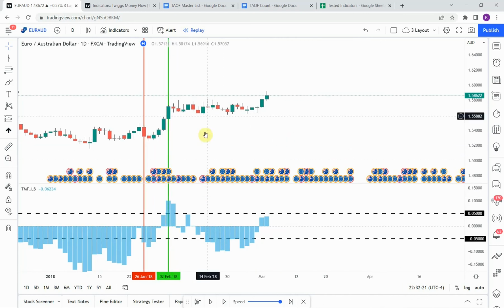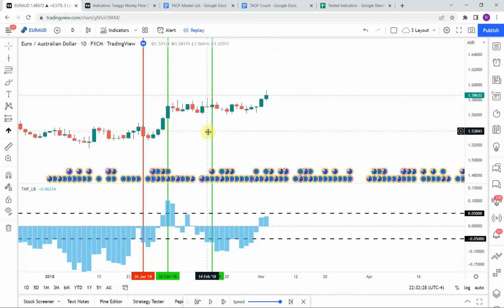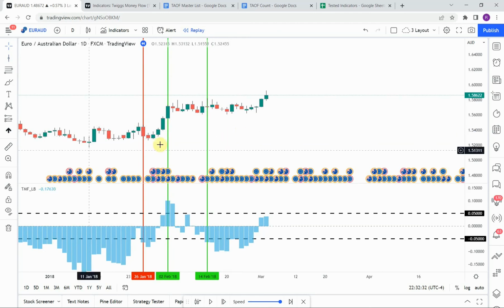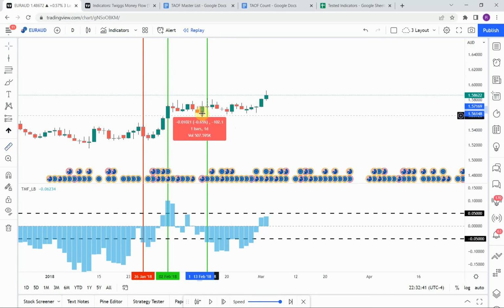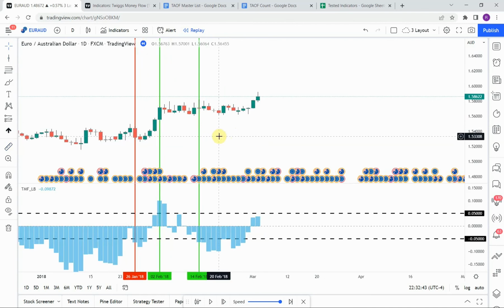And funny enough, at the close of this candle right here, it actually threw us back into a short right there. Looks like this one is going to get us stopped out, maybe. Nope, comes down and hits our take profit right there. All right, let's go ahead and continue on.